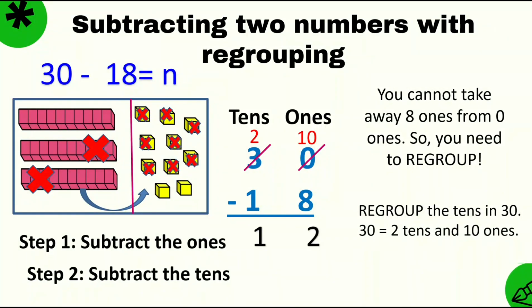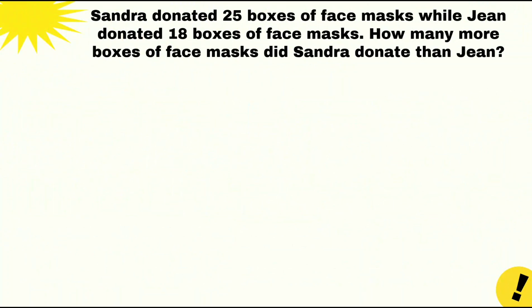Okay, let's have another one. This time, let's solve another problem. Sandra donated 25 boxes of face masks while Jean donated 18 boxes of face masks. How many more boxes of face masks did Sandra donate than Jean? Alright, so again, understand the problem. What are the given? What is being asked? What operation are you going to use? And then what method are you going to apply?